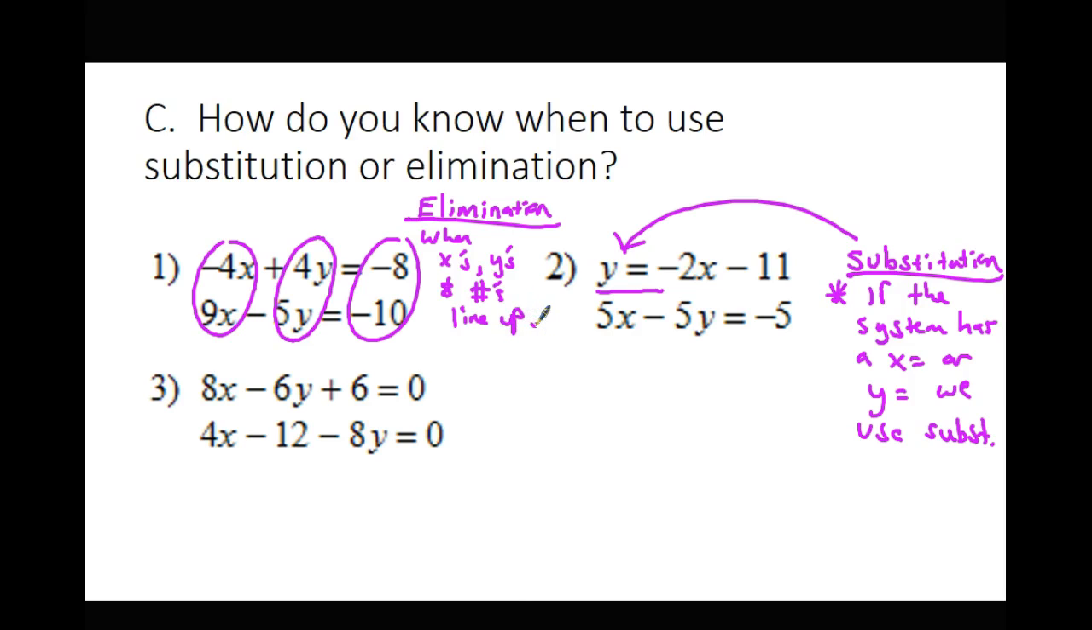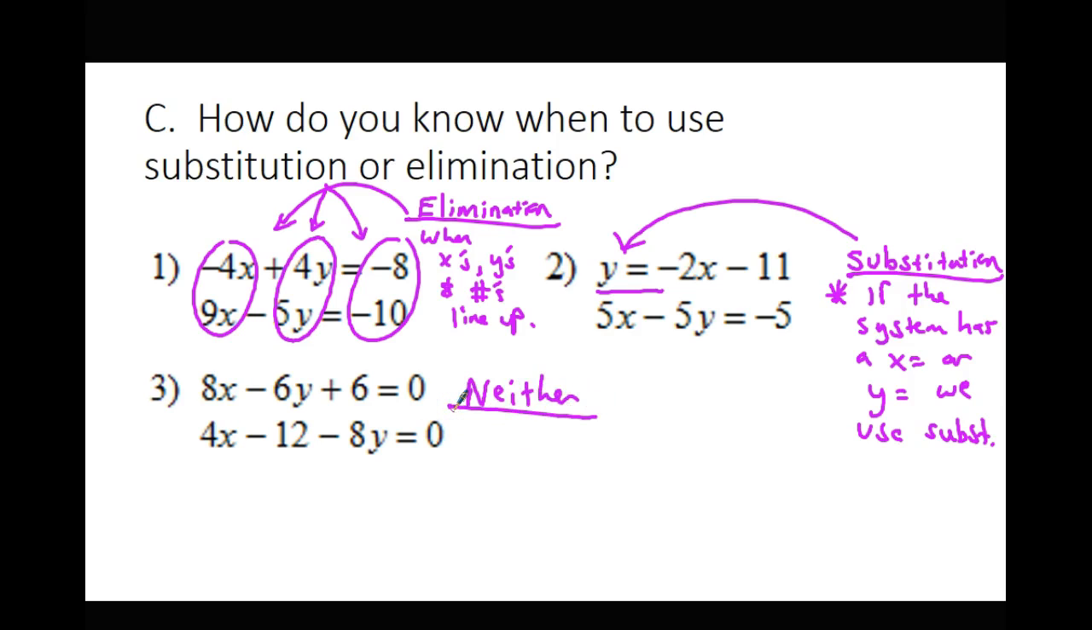Now we don't know the elimination method yet, we will, but that's how you know when to use it. When the x's line up, the y's line up, and the numbers line up, you're going to use the elimination method. So if you have an x equals or y equals, substitution. If they're lining up, that's elimination. Now in this case, it's neither.